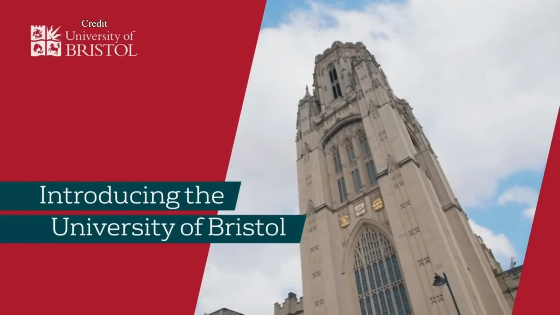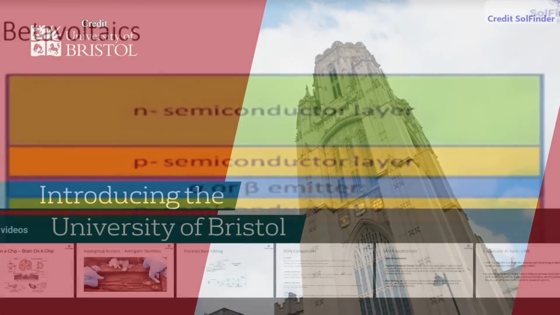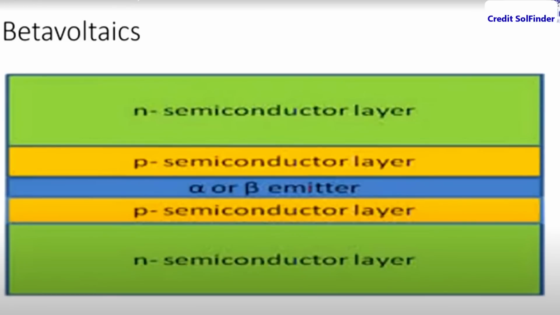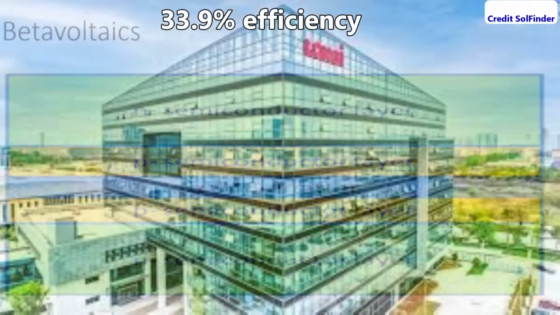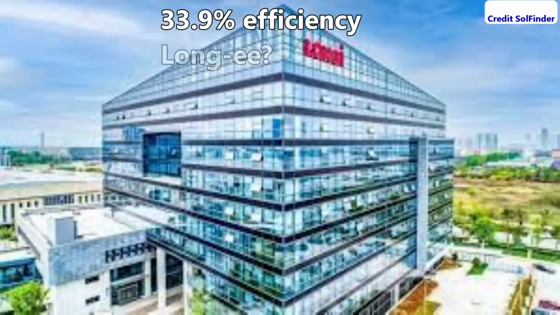The University of Bristol is working on a design like this using carbon-14 that is even more efficient. All beta-voltaic batteries are limited in efficiency by the Shockley-Queisser limit, but this can be optimized using multi-layered tandem cells to about 33.9% efficiency, which has been reached by the Chinese manufacturer Longai in 2023.